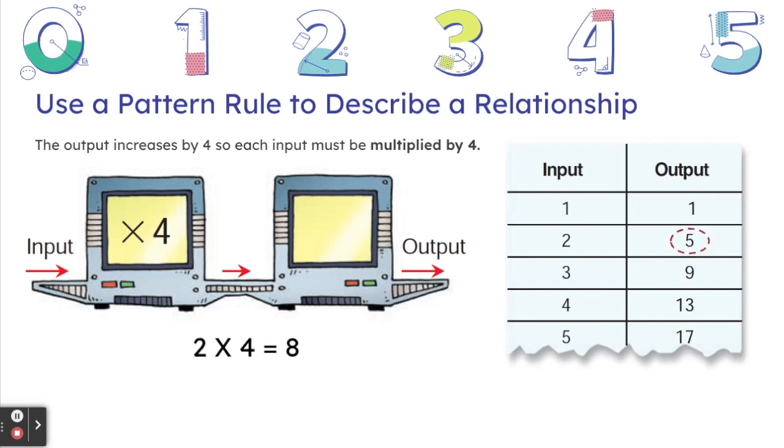Yay! Except the output is 5. So you may be thinking, uh-oh, I got it wrong. But pause for a second.